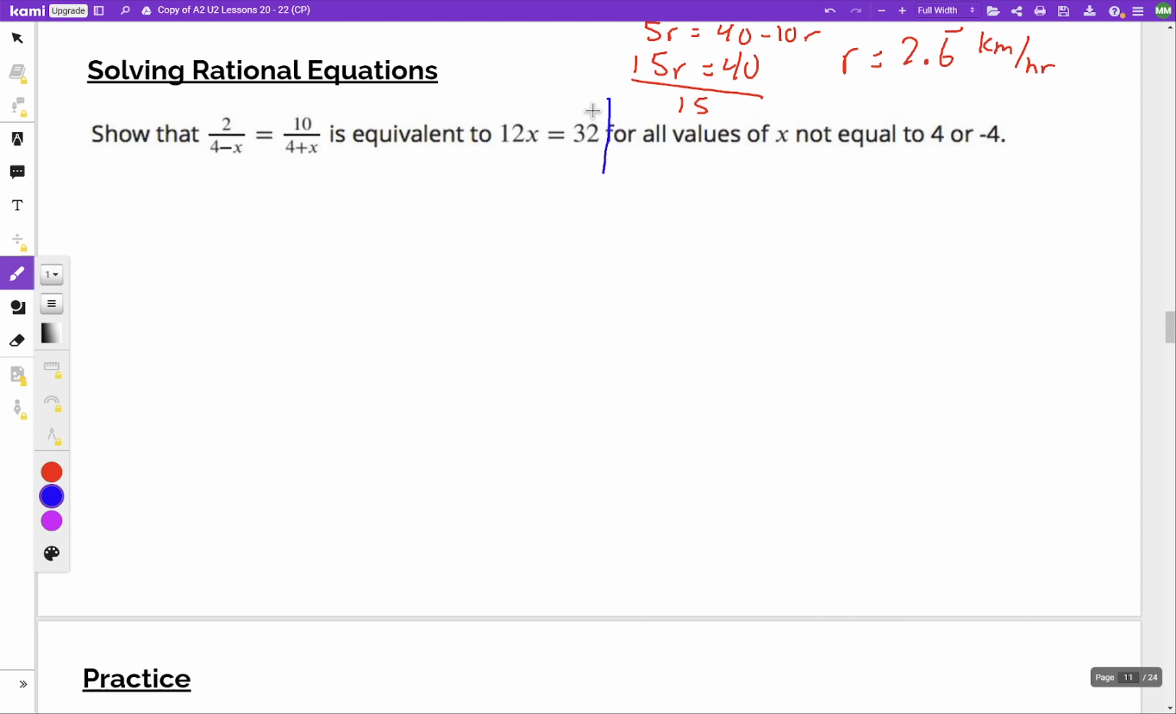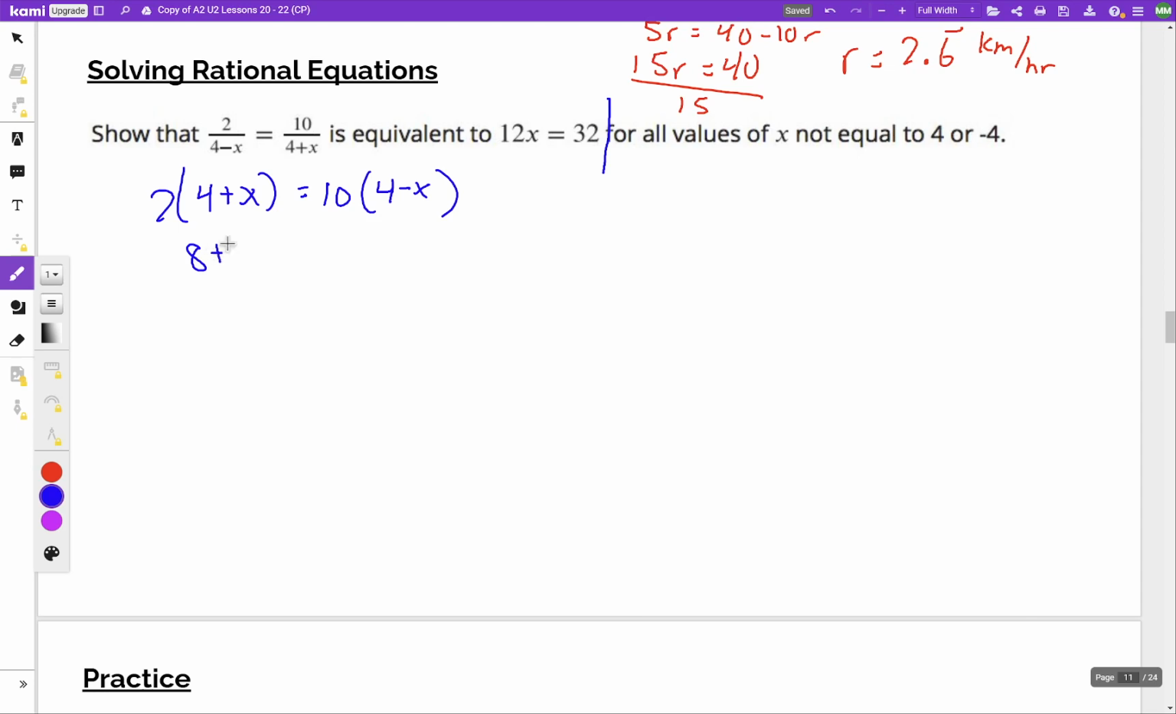Let's just start here. So let's take a look at this equation. If I take this equation, remember what I can do here is cross multiply. So I'm just going to cross multiply, and so what I have is 2 times 4 plus x is equal to 10 times 4 minus x. Okay, so let's go ahead and simplify that.